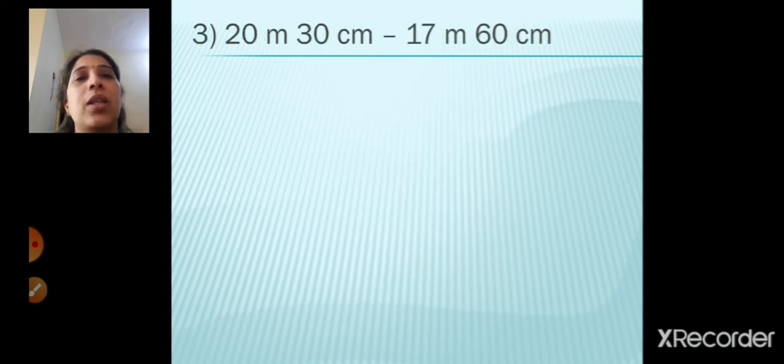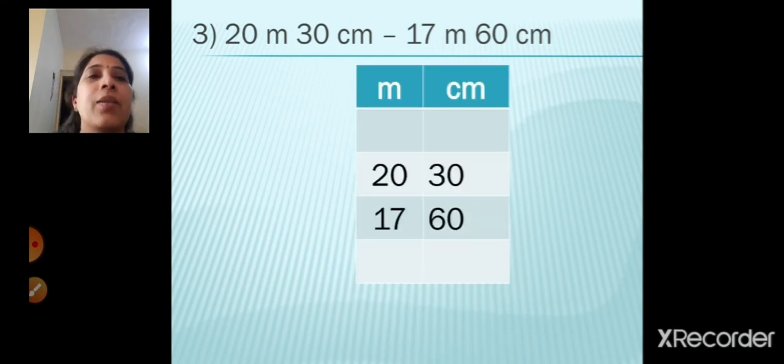Now let's move to the third one. 20 meter 30 centimeter minus 17 meter 60 centimeter. Again we'll prepare the two tables, meter and centimeter. Right. So 20 meter, so you will write 20 in the meter column. 30 centimeter, so 30 you will write in the centimeter column, minus 17 meter. So 17 you will write in the meter column. 60 centimeter, so 60 you will write in the centimeter column.